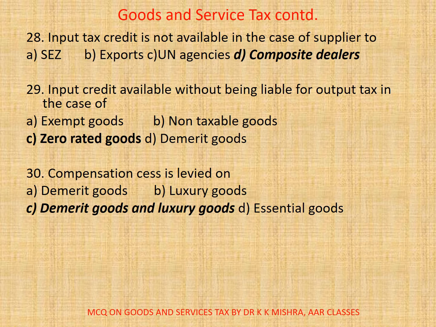Composite dealers. 29. Input credit available without being liable for output tax in the case of A. Exempt goods, B. Non-taxable goods, C. Zero-rated goods, D. Demerit goods. Correct option is C. Zero-rated goods. 30. Compensation cess is levied on A. Demerit goods, B. Luxury goods, C. Demerit goods and luxury goods, D. Essential goods. Correct option is C. Demerit goods and luxury goods.